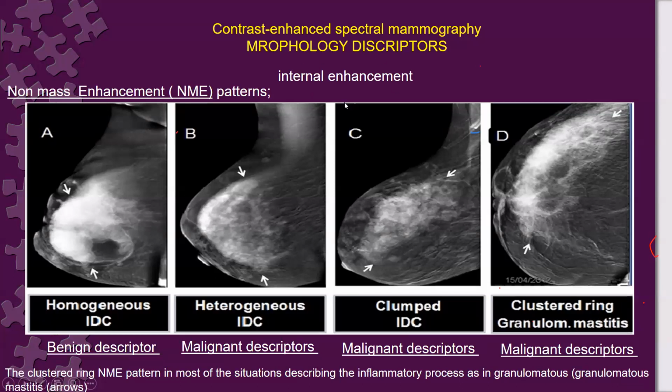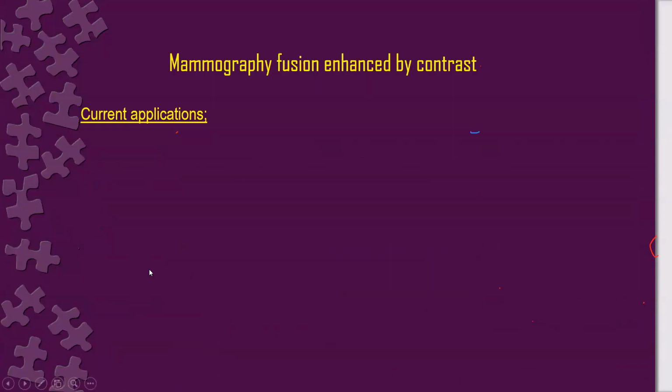And then we'll go for the internal enhancement. Looking for the internal enhancement, is it homogeneous or heterogeneous, enhancement of clump or ring or cluster of ring. And these are all malignant descriptors except for homogeneous, although homogeneous enhancement can represent a case of invasive cancer. There are also exceptions. So what are the current applications of contrast enhancement?